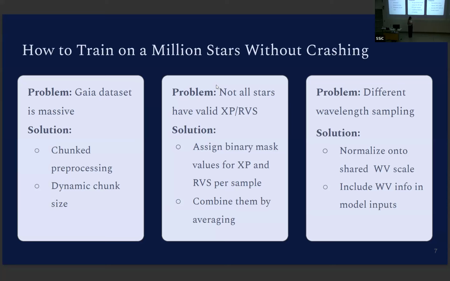And finally, I had to deal with the fact that XP and RVS spectra have different wavelength sampling. They work across two very different ranges of wavelengths. And to deal with that, I just normalized them onto a shared wavelength scale and included the wavelength information as part of the input into the model, not just the flux.